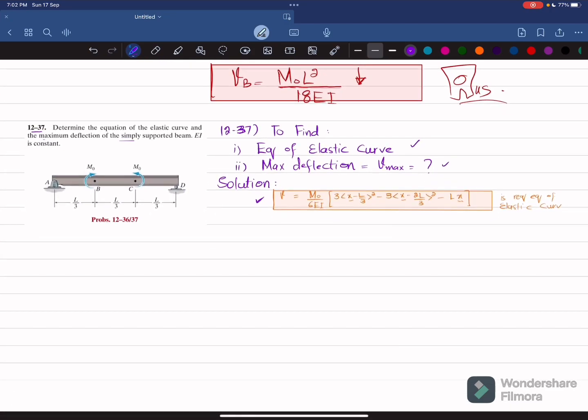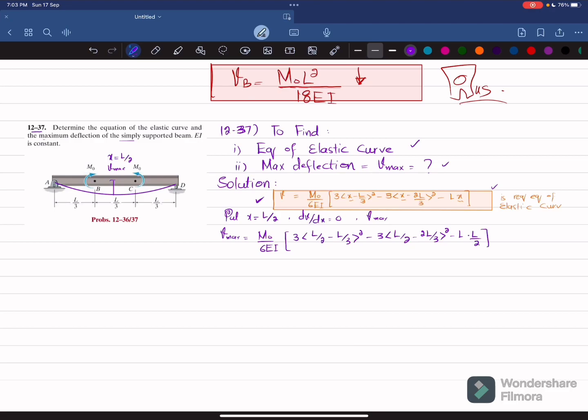You can see that due to the loading, the beam was bent like this. So maximum deflection will be this one at the mid of the beam. So at x is equal to L by 2, we have maximum deflection Vmax. So put x is equal to L by 2, where slope dv over dx is equal to 0, and we have maximum deflection. So put it in this equation. So you will get Vmax is equal to m naught by 6 ei, and x will be replaced by L by 2, into 3 into L by 2 minus L by 3 power 2 minus 3 into L by 2 minus 2L by 3 square minus L into L by 2.